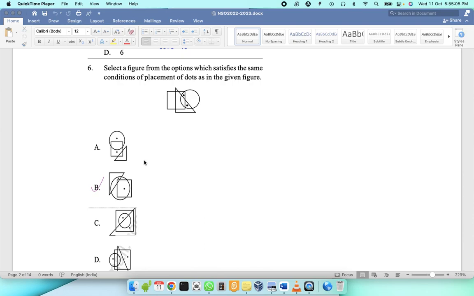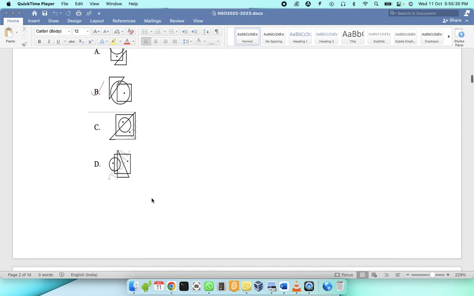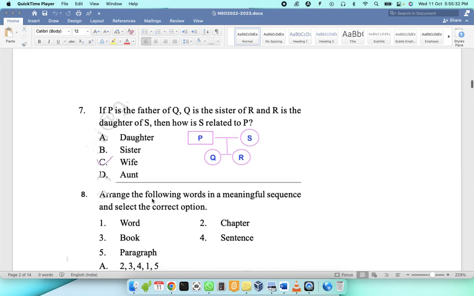We have to find the same placement of dots which satisfies the same conditions in the given figure. So here, one dot is placed between the circle and the triangle over here. Here in this option, there is one dot between the circle and the triangle. The second dot is between the circle and the square over here. So B is the answer.